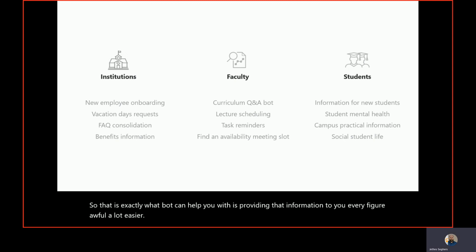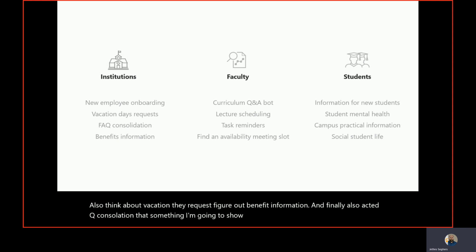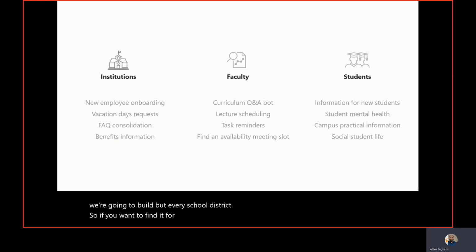Also think about vacation day requests, think about benefit information, and finally also FAQ consolidation. That's something I'm going to show a little bit more in depth in the demo that we're going to build. But every school district, every university, every college has multiple FAQs depending on the topic. So if you want to find information, you already need to know which FAQ you're actually looking for. And within that FAQ, you need to find what the specific question is that is most relevant to you.